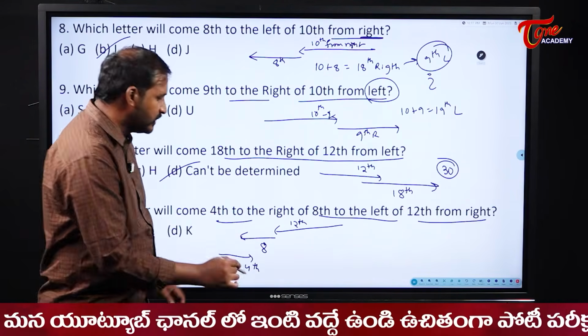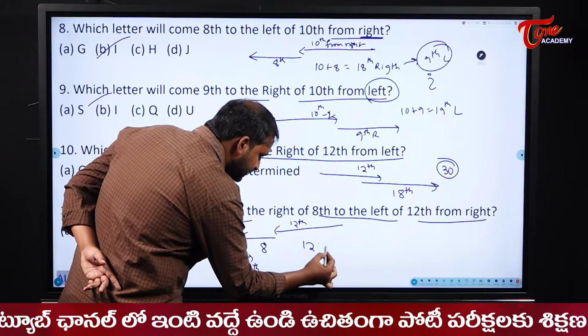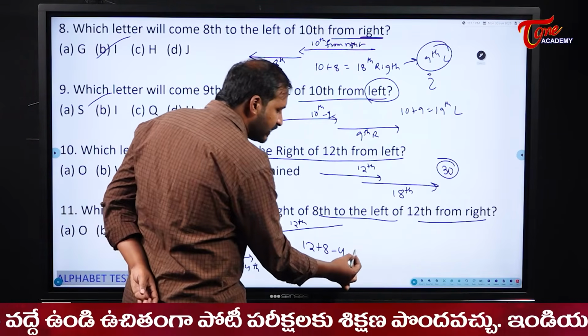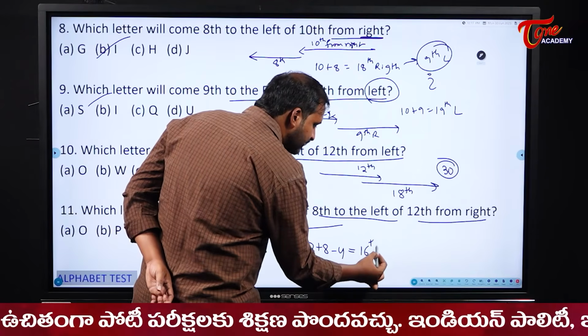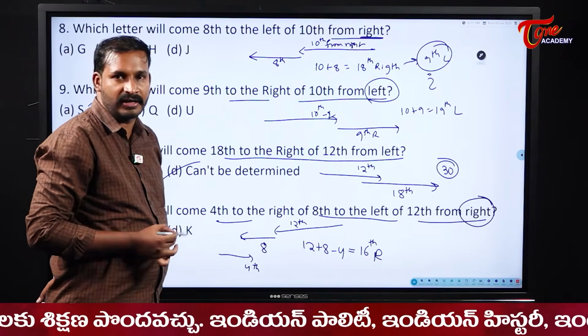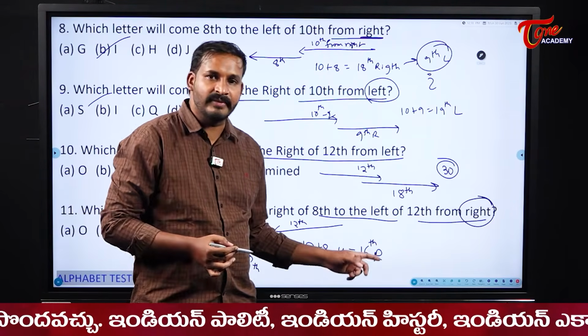So same logic. So what I will do here? 12 plus 8 minus 4. 12 plus 8 is 20. 20 minus 4 is what? 16. 16th from what? Right. 16th from right means we don't know.